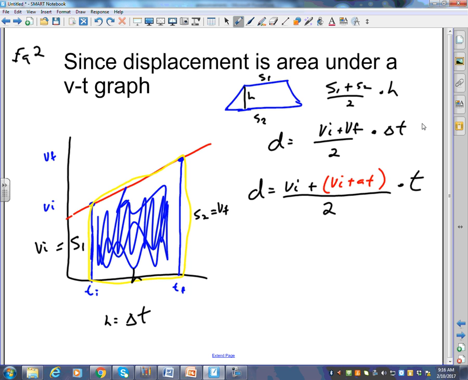Okay, now it's just a matter of cleaning up some like terms. So I've got d equals Vi plus Vi, which is x plus x is 2x, so Vi plus Vi is going to be 2Vi plus At, all over 2, but the whole thing is multiplied by t. I told you he was going to stretch your algebra skills. Okay, last step.